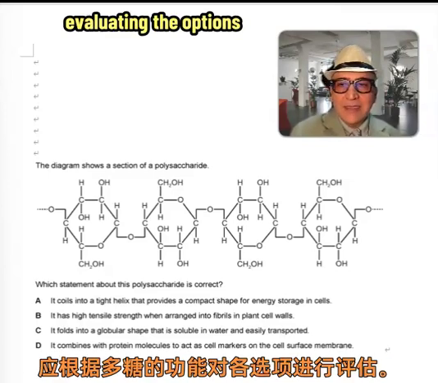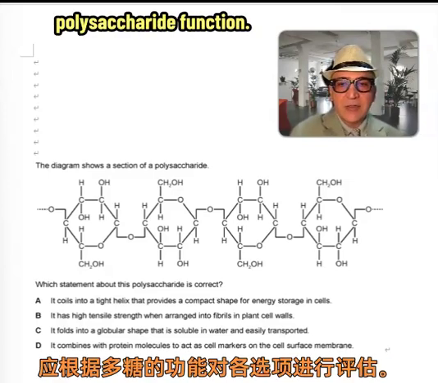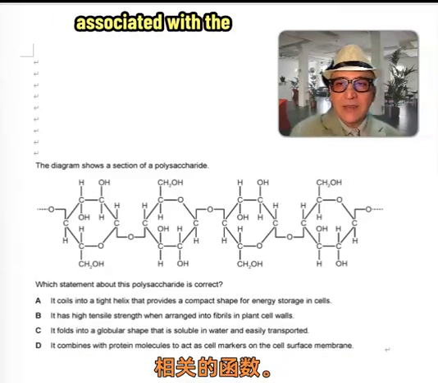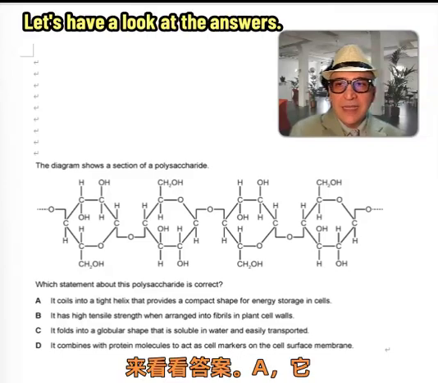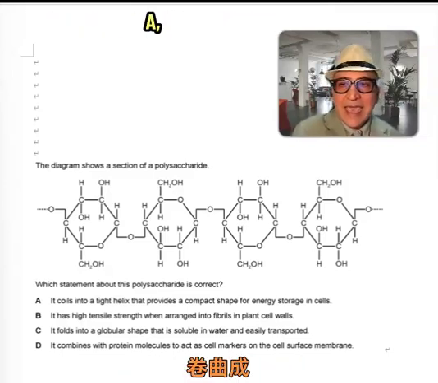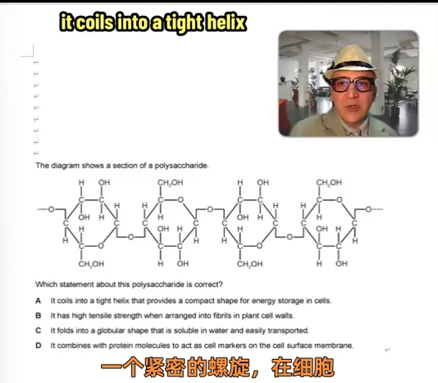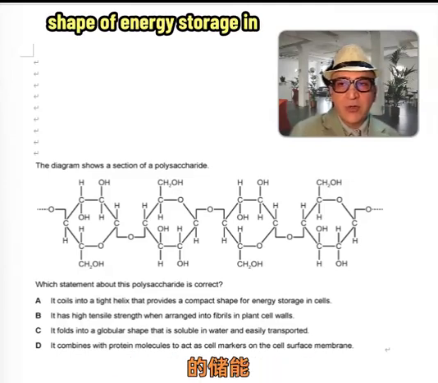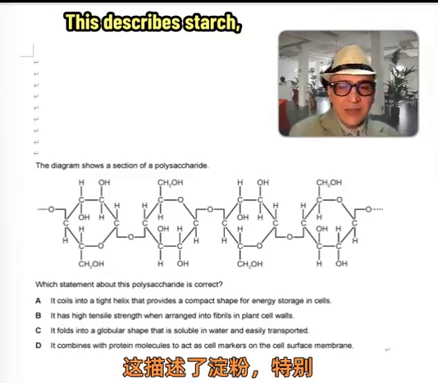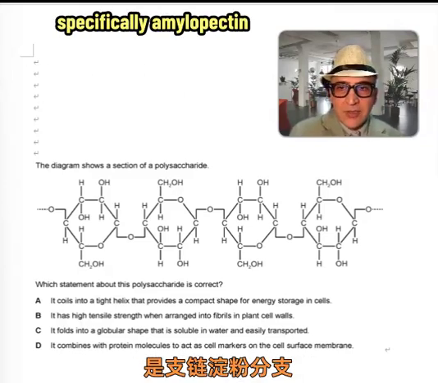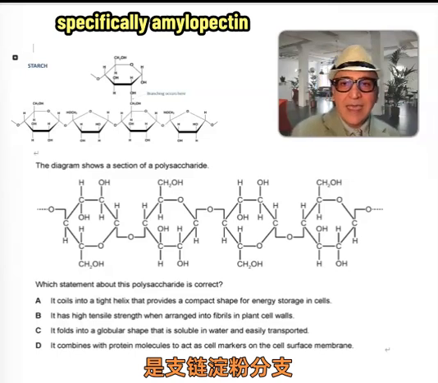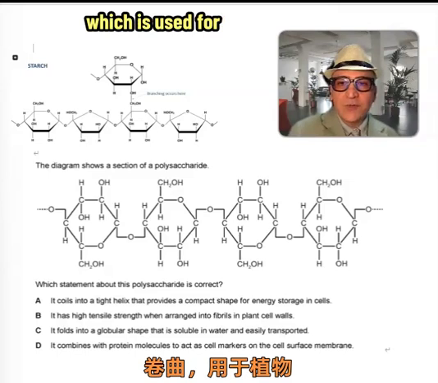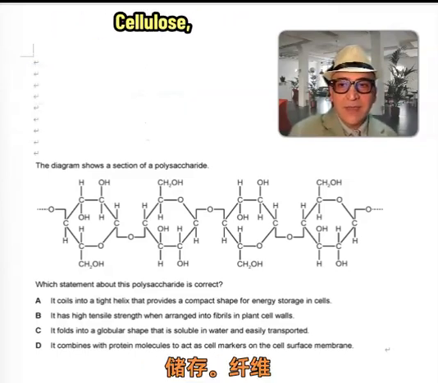Second, evaluating the options based on the polysaccharide function. Now, let's analyze the function associated with the structure. Let's have a look at the answers. A, it coils into a tight helix that provides a compact shape of energy storage in cells. This describes starch, specifically amylopectin branching or amylose coiling, which is used for energy storage in plants.